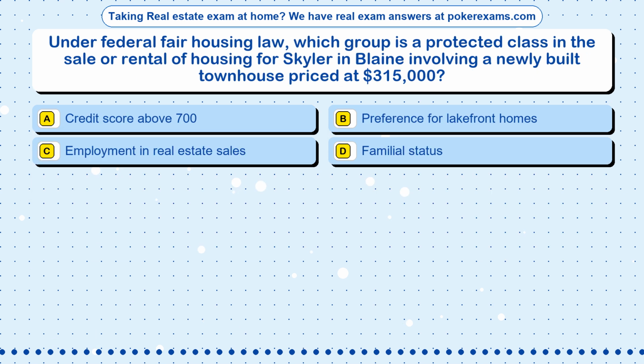Question 76. Under federal fair housing law, which group is a protected class in the sale or rental of housing for Schuyler and Blaine involving a newly built townhouse priced at $315,000? Option A. Credit score above 700. Option B. Preference for lakefront homes. Option C. Employment in real estate sales. Option D. Familial status.